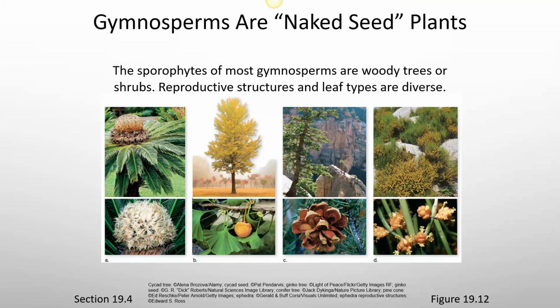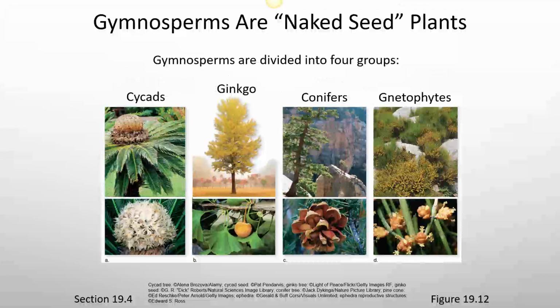The sporophytes of most gymnosperms are woody trees or shrubs. Reproductive structures and leaf types are diverse. Gymnosperms are divided into 4 groups: cycads, the ginkgos, conifers, and gnetophytes.